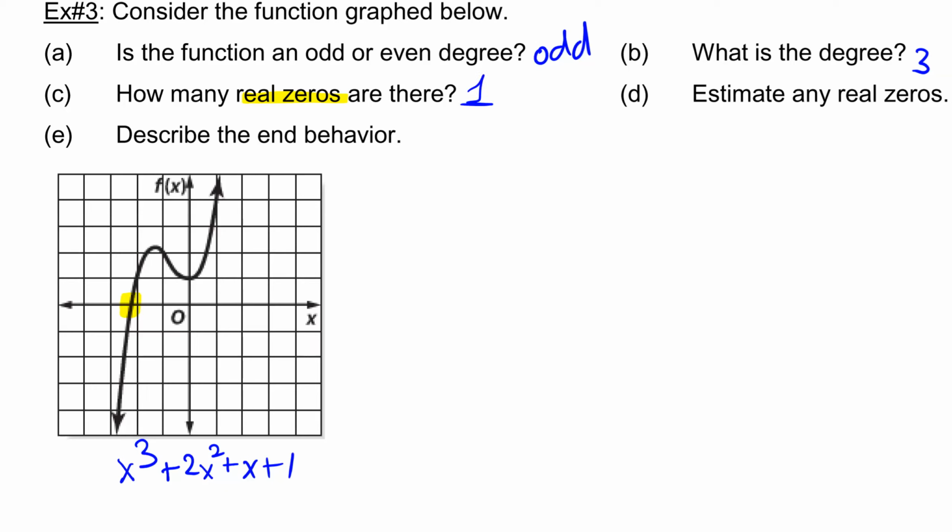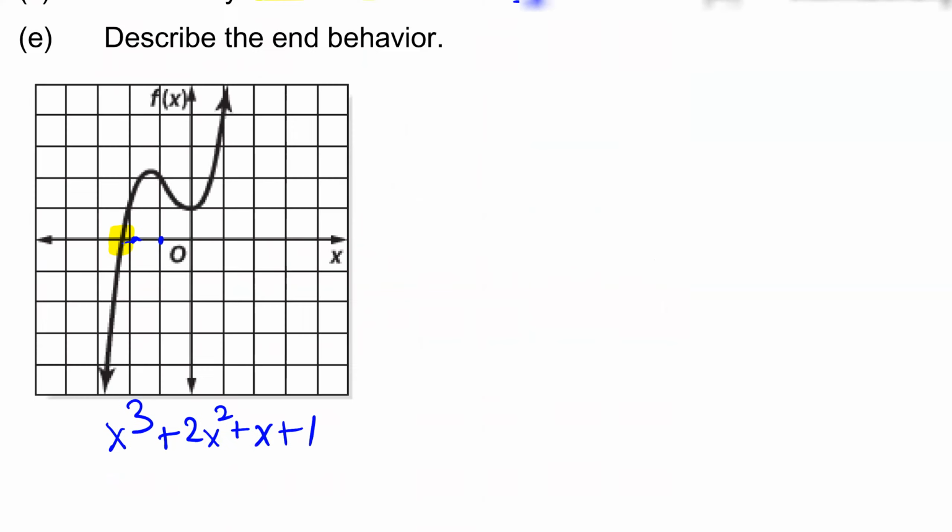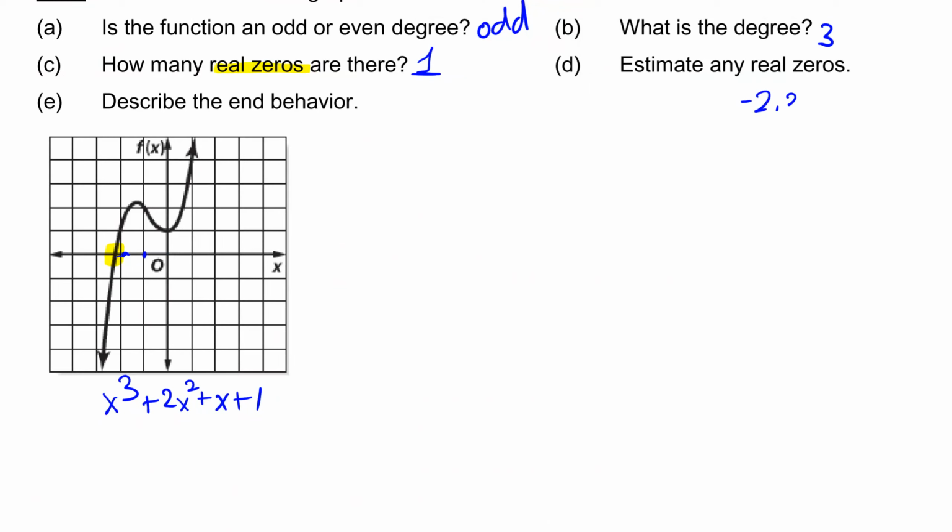Okay, and then we have to estimate the real zero. So what's the actual coordinate, right? Look, what does this look like it is? Okay, so -1, -2. Okay, so -2.3, and then the y value is 0. See, perfect. You guys know this already. We're golden. Now we have to describe the end behavior. Things I really care about you knowing: if it's even or odd, what the degree is, right? You look at the polynomial. How many real zeros? So knowing how many times you cross the x-axis. I might have you estimate. If you understand that is one of the zeros, cool. And then the end behavior.